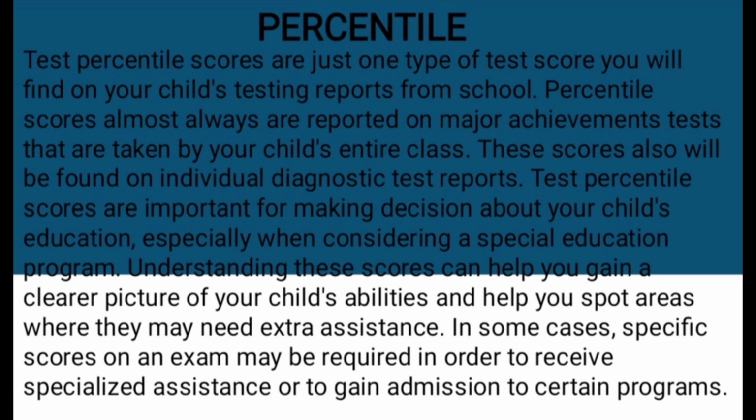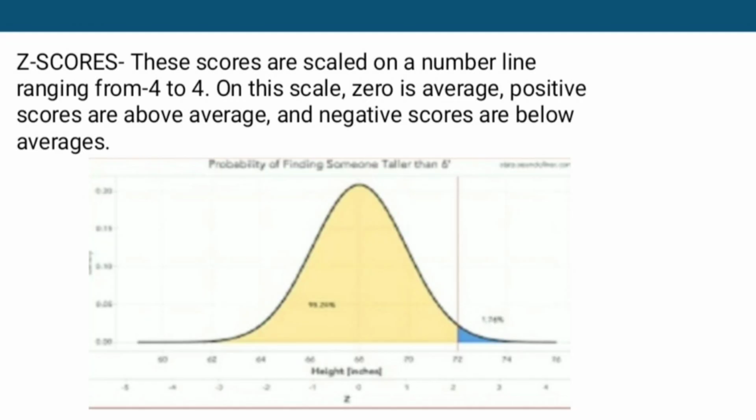The next type of standardized test scoring is Z-scores. These scores are scaled on a number line ranging from -4 to 4. On this scale, 0 is average. Positive scores are above average and negative scores are below average.